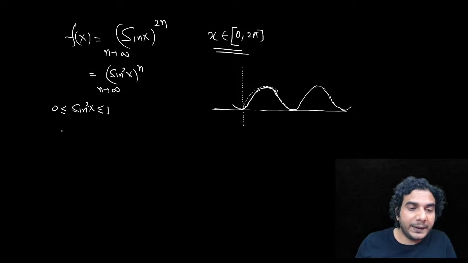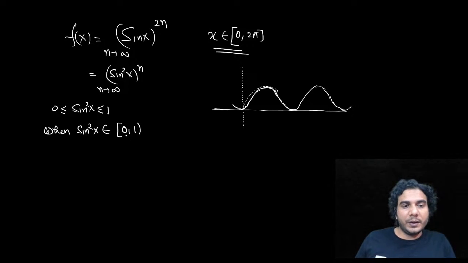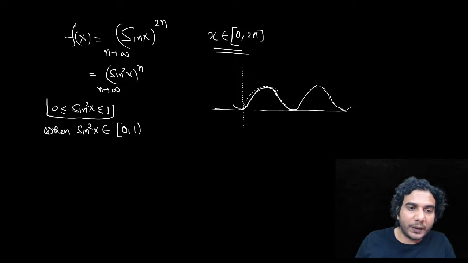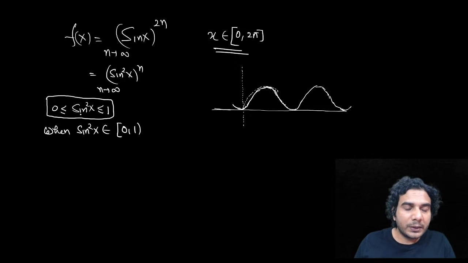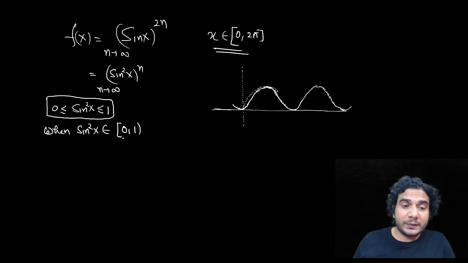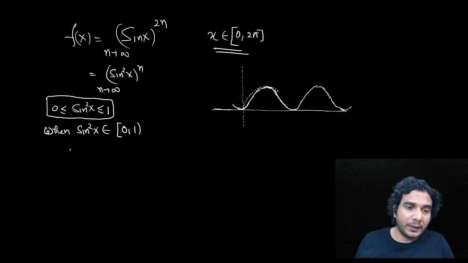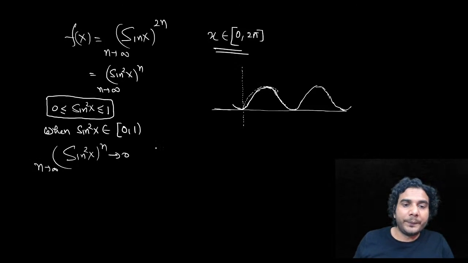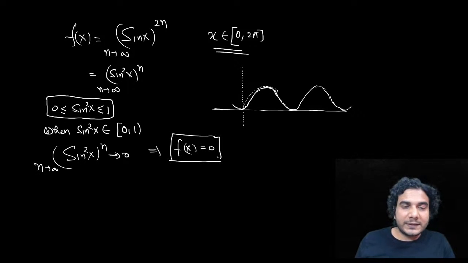It will be discontinuous. See, when sin square x belongs to [0, 1), 0 included and 1 excluded, you know sin square will always be between 0 and 1. That is very simple, but I'm leaving 1. Just leave 1 aside. So when sin square x belongs to 0 to 1 including 0 but excluding 1, then sin square x raised to n, with n approaching infinity, will approach 0. That means f(x) will be 0. So sin square is always less than 1, except for a few points. Where is this equal to 1? Where is sin x equal to 1?